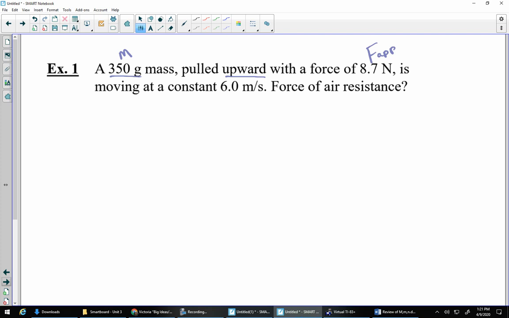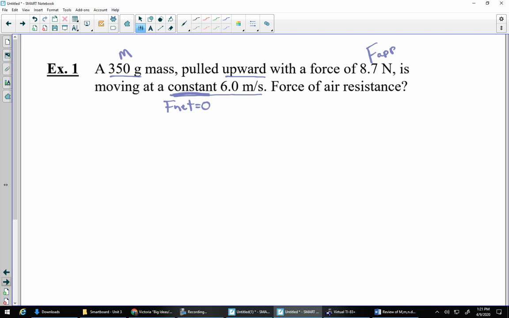It is moving at a constant 6 meters per second. You remember why I'm underlining constant just as much as the 6 meters per second? Constant tells us something very, very important. The fact that it is constant velocity tells us that the net force is actually equal to 0. So that constant, I would argue probably for this question, is more important than the 6 meters per second.